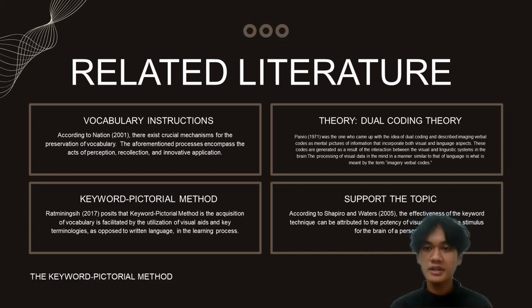The theory is dual coding theory, or DCT. According to Wahyu in 1971, he was the one who came up with this theory, dual coding, and described imaging verbal codes as mental pictures of information that incorporate both visual and language aspects. These codes are generated as a result of the interaction between the visual and linguistic systems in the brain.